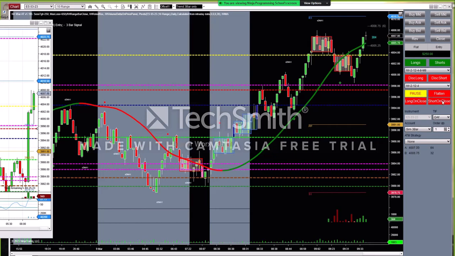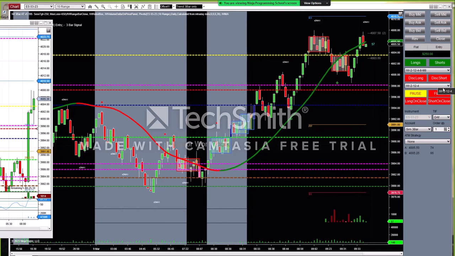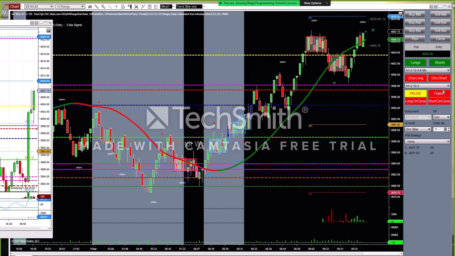I got a 3-bar in here, lots of buying going on. Be nice to have it come up near R1 so that we take a short from there. Come on. We have a bar that closes down.